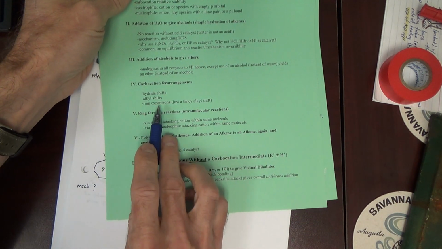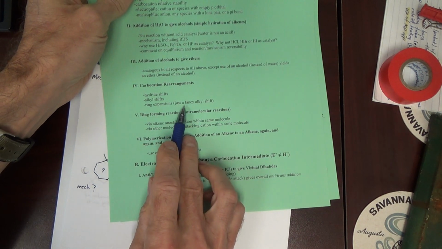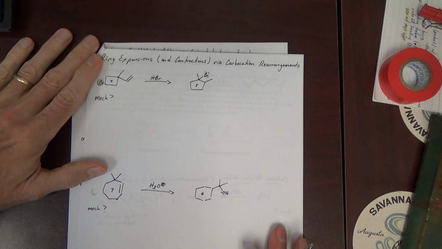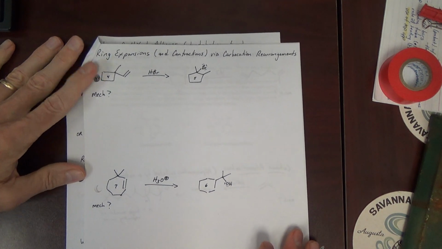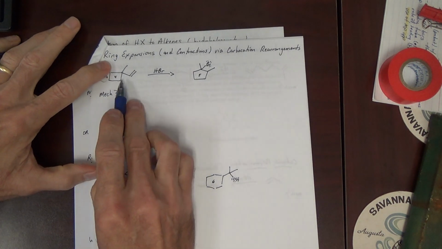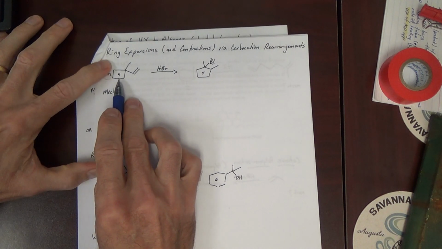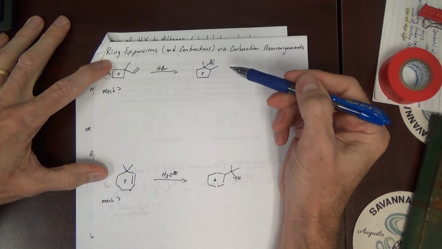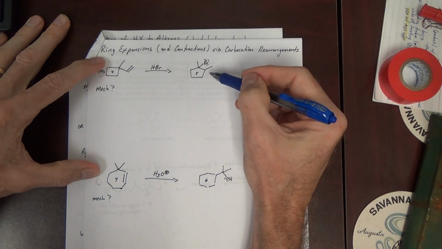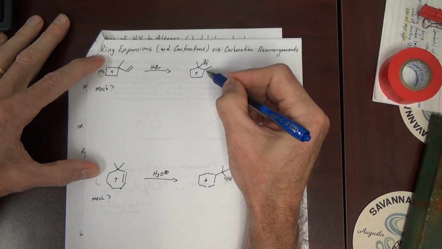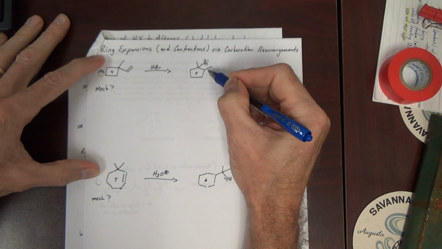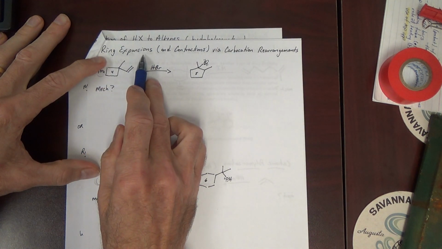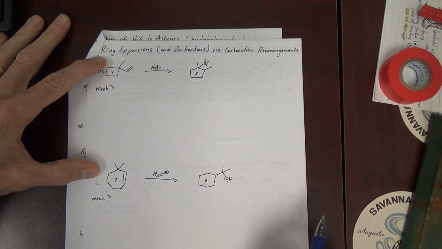Hydride shifts, alkyl shifts, ring expansions. Just a fancy alkyl shift. Let's look at this ring expansion. Take this alkene with a cyclobutane, react with HBr. Wow, somehow we get a 5-membered ring. Well, this is clearly a ring expansion. Let's show a mechanism for this.